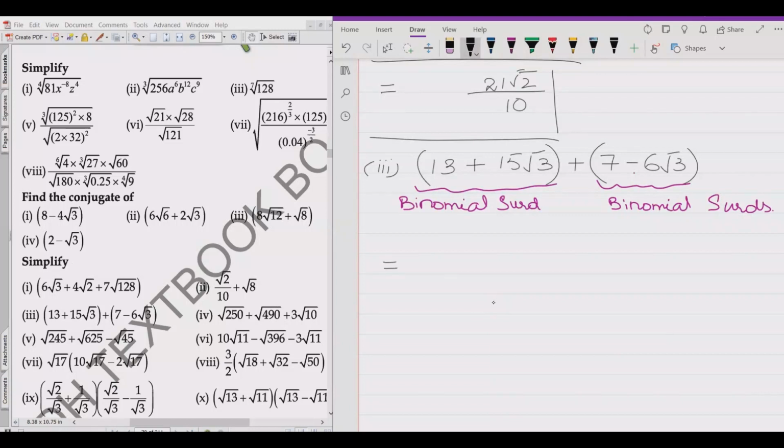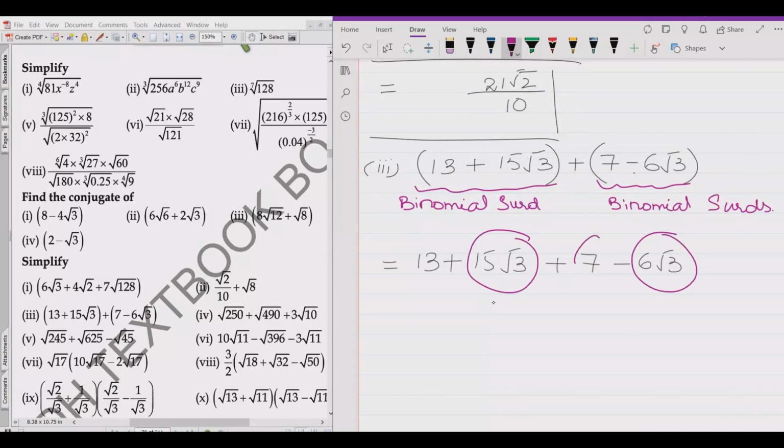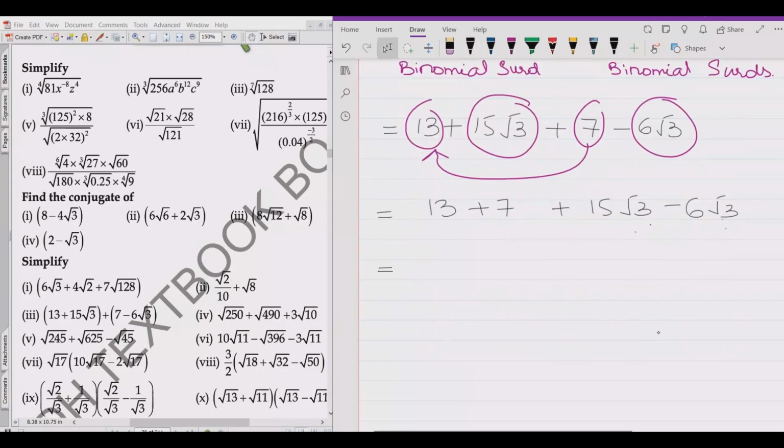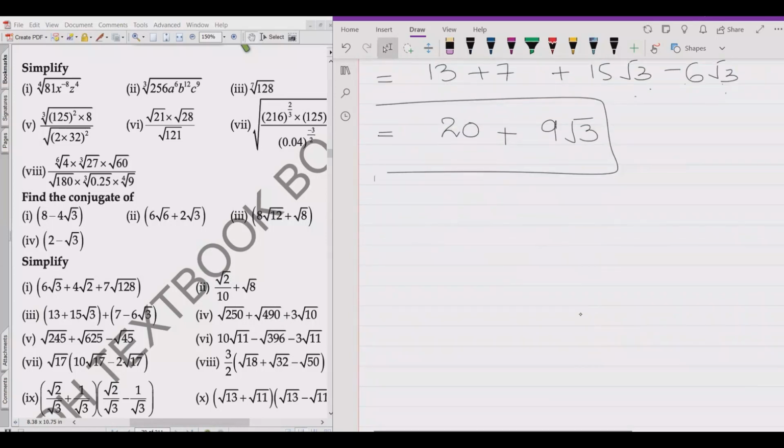So first we will open the bracket: 13, 15 root 3 plus 7, or plus minus 6 root 3, right? Now these terms and these terms we can add, and this one adds with this one. Okay, right? So we will arrange first 13 plus 7 and 15 root 3 minus 6 root 3. Both surds are equal, similar, so we can add or subtract both of them. 15 minus 6 is 9, right? And root 3 is done. So this is the final answer of this question, right? Now we will solve question number 4.